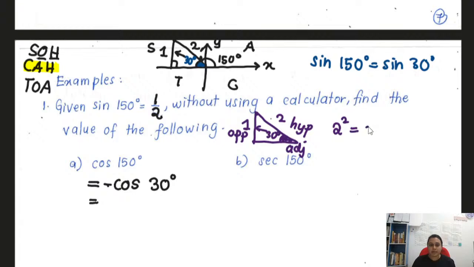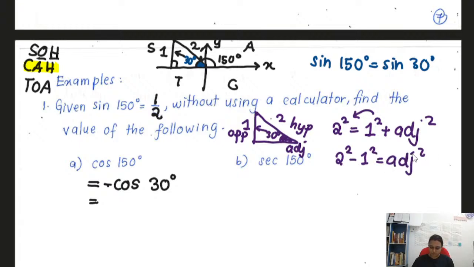Hypotenuse square equals opposite square plus adjacent square. Okay, this one comes here. 2 square minus 1 square, we get 2 power 2 minus 1 power 2, which is 3. Okay, we get 3. The power 2 moves to the other side. So, root 3 is your adjacent. Root 3. Can you see?